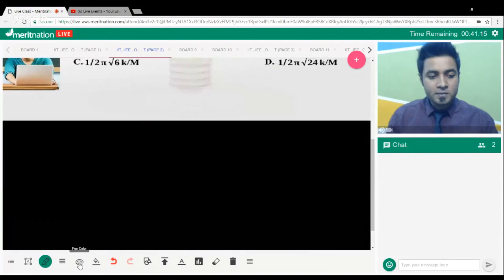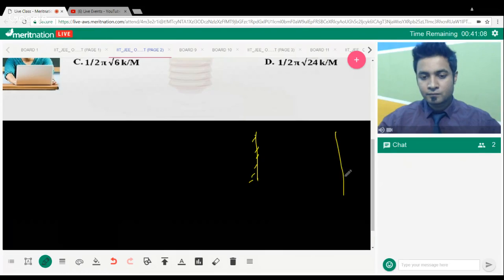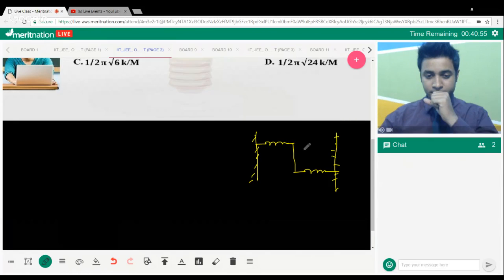Let me write it here. I have this spring, this is the rod, and I have a spring here. The rod mass is M, the length is L, and the spring constant is K. Suppose I have twisted this rod through a small angle, let it be theta.